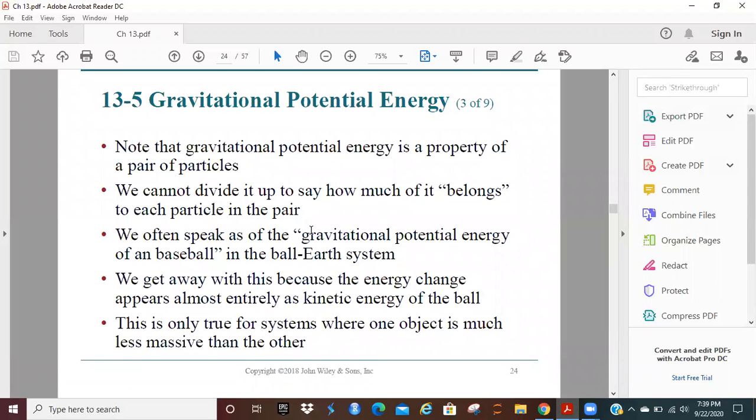Gravitational potential energy is a property of a pair of particles. We can't divide it up and say how much of it belongs to each particle in the pair. We often speak of the gravitational potential energy of a baseball in the ball-Earth system, and we get away with that because the energy change appears almost entirely as kinetic energy of the ball. We don't see much going on from the Earth, so we ascribe it all to the baseball and be done with it. That only holds true for systems where one object is much less massive than the other.